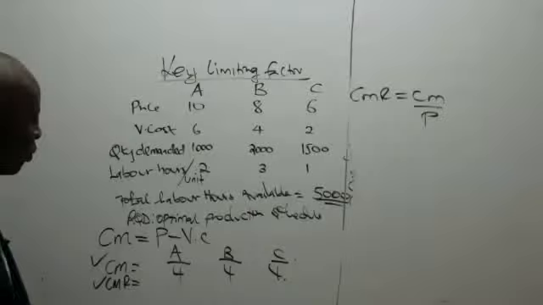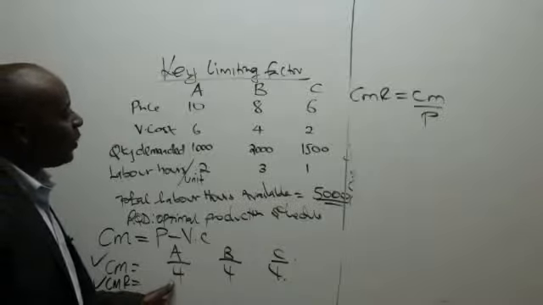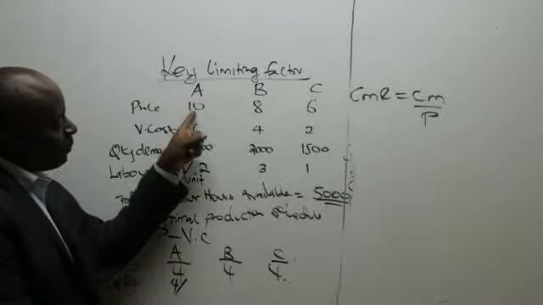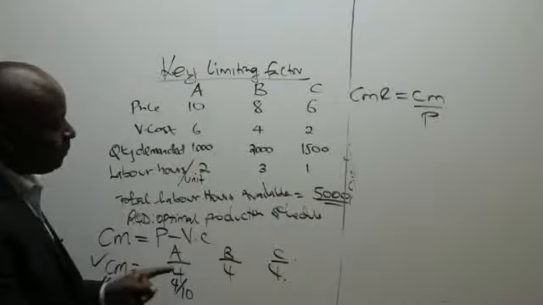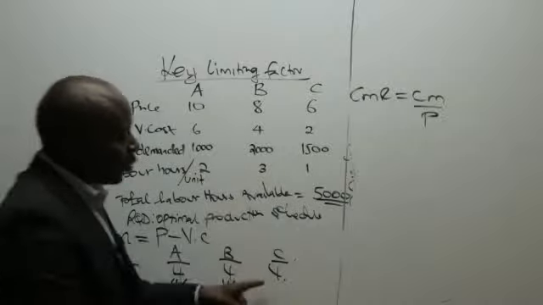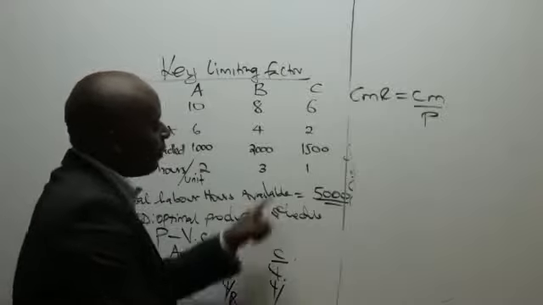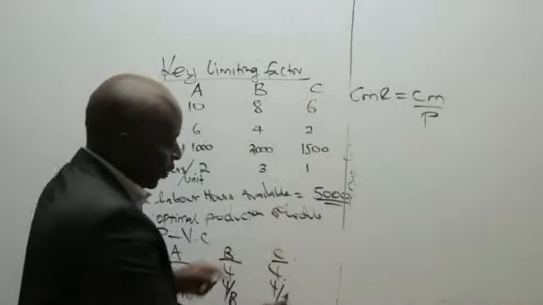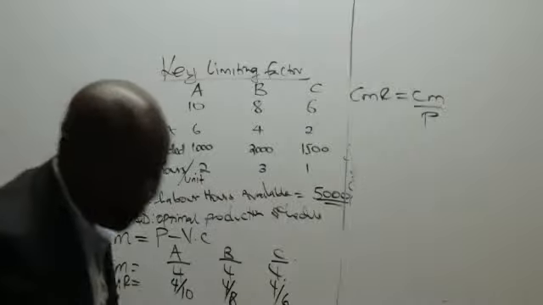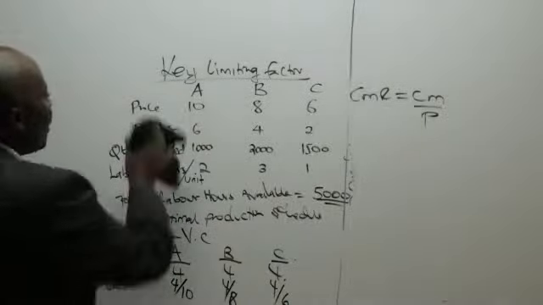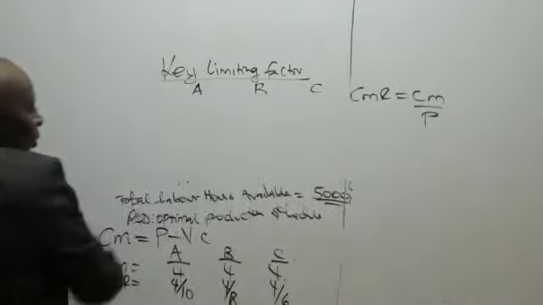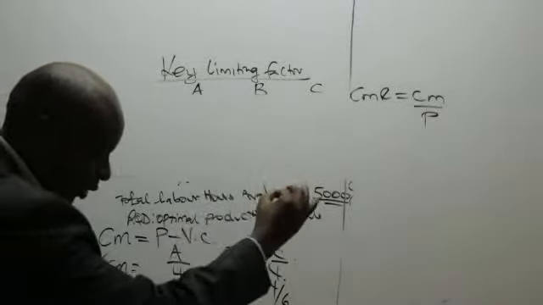So what you're supposed to do, for example for A, you take the contribution margin, which is 4, and divide by the selling price of the product. So 4 divided by 10. Here, 4 divided by 8. Here, the contribution margin of C is 4 divided by the selling price of C, which is 6. Could you kindly give me these figures? The contribution margin ratio figures are all that I need from you. The formula is contribution margin over price.